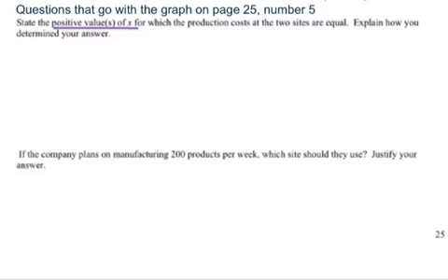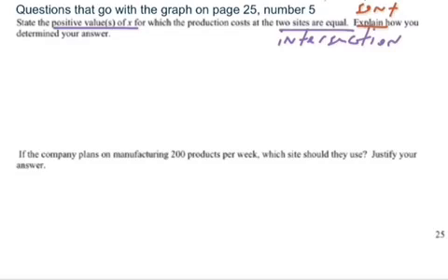In this case, we only graphed in the first quadrant, so it is all positive values for which the production of the two sites are equal to each other. That means, where do they intersect? So they're looking for the intersection point on the graph, and they're asking you to explain, meaning you have to write down the sentence.